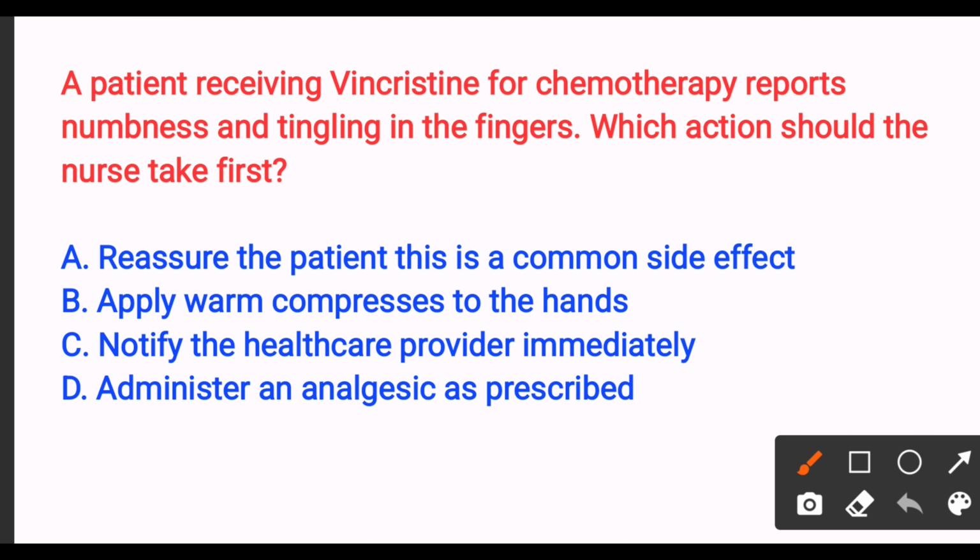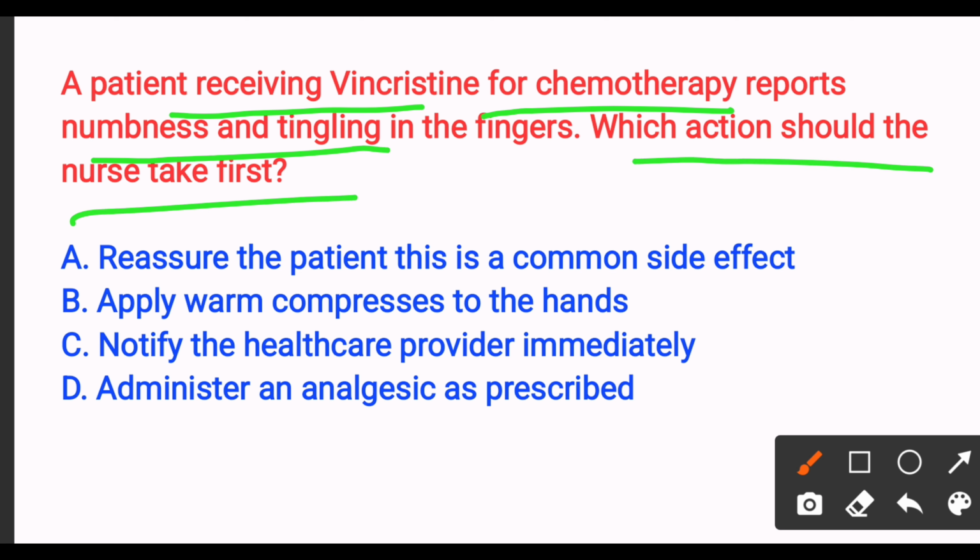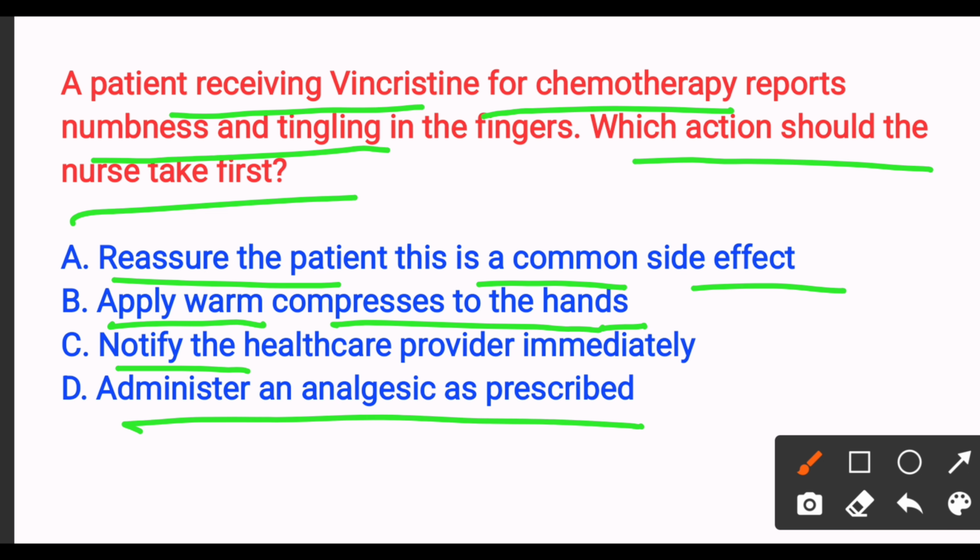A patient receiving vincristine for chemotherapy reports numbness and tingling in the fingers. Which action should the nurse take first? Option A, reassure the patient it is a common side effect. Option B, apply a warm compress to the hands. Option C, notify the healthcare provider immediately. Option D, administer an analgesic.